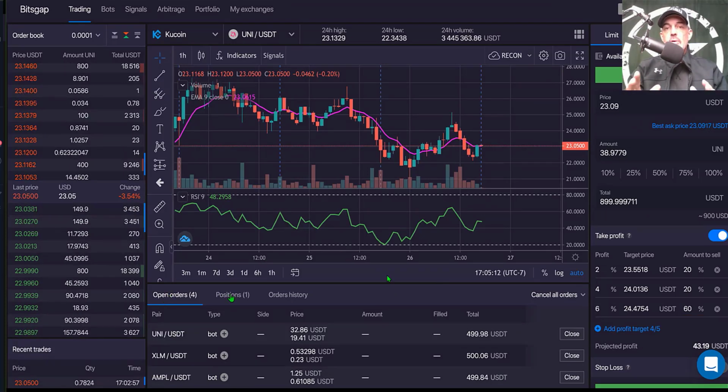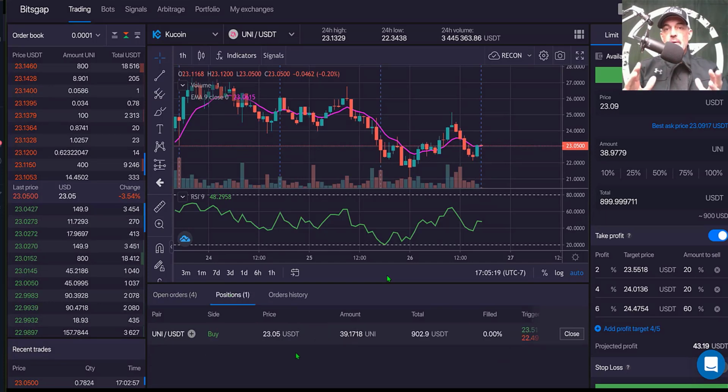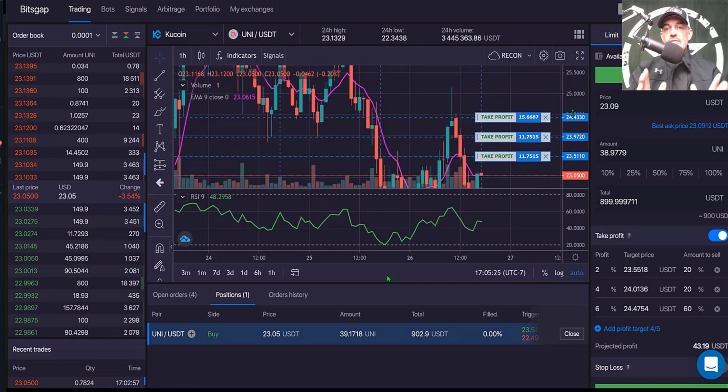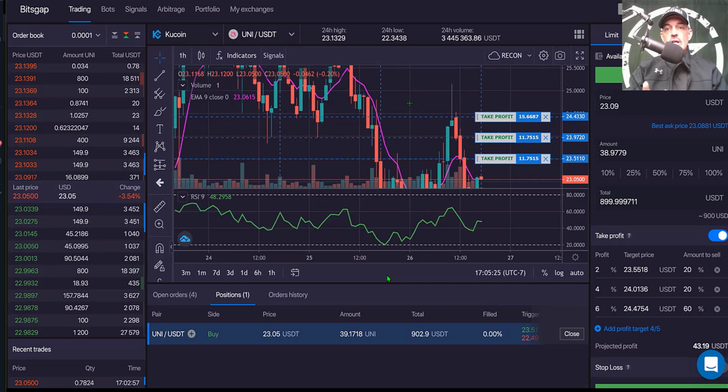Now the terminal that I'm using is Bitscap, their trading terminal. And it allows me, as you saw earlier, to set up my take profit levels, which now have populated the chart, and my stop loss. I'm essentially done. I can now sit back and watch this trade go.